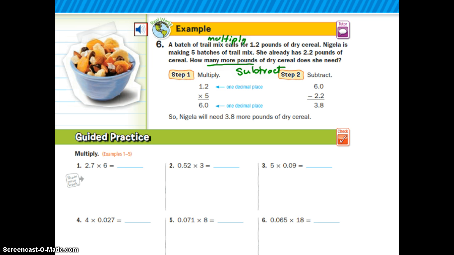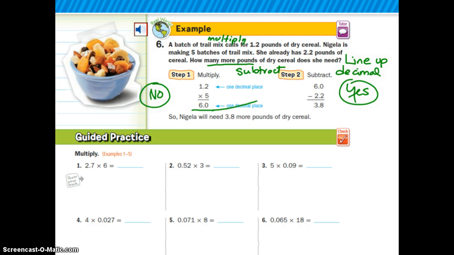So in this case, we know that we have no and a yes for lining up decimals. In my subtraction, we must line up the decimal. So we've got 1.2 times 5 and we get 6.0 or 6. In this case, though, we had to write it 6.0 because we've already made 2.2 pounds. We need that decimal and the 0 because of the second number being in the tenths. So now, we have 10 minus 2, which is 8. Make that a 5. 5 minus 2 is 3, so we need 3.8 more pounds of dry cereal.